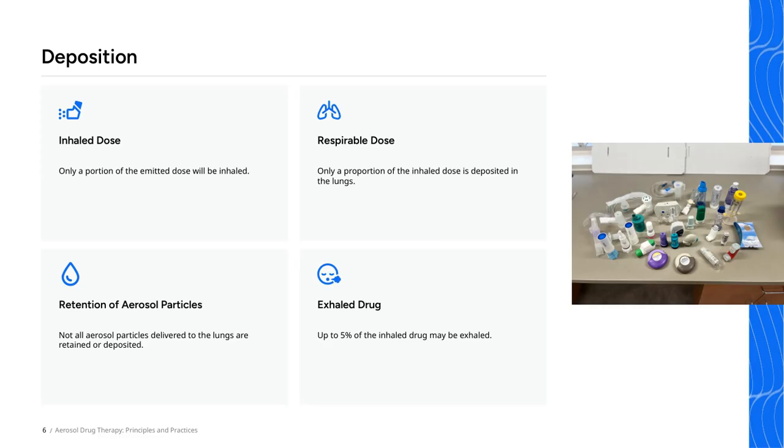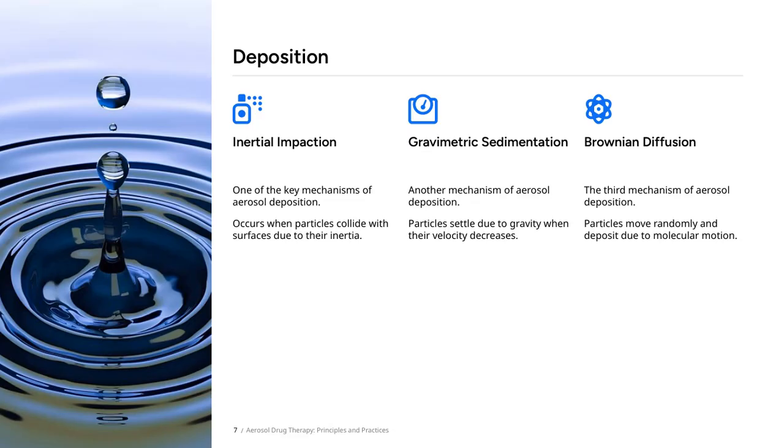So, when we think about the amount of medication that can be effective, we have to consider all these steps, from emission, inhalation, to deposition. Understanding these principles helps us optimize inhaler techniques and device choices to ensure patients get the most benefit from their therapy. Now, let's talk about the third mechanism of aerosol deposition, which involves particles moving randomly due to molecular motion. This process is known as Brownian diffusion.